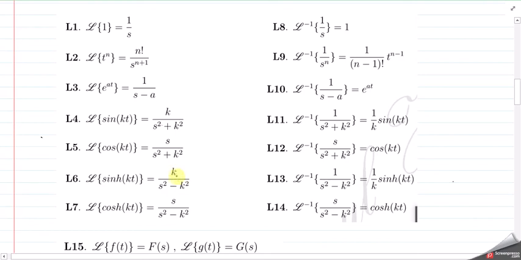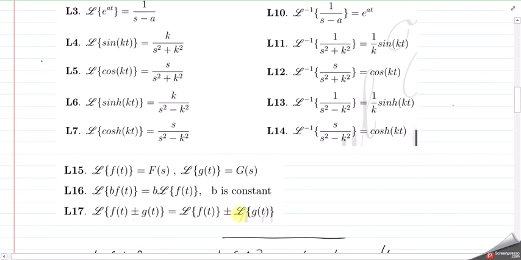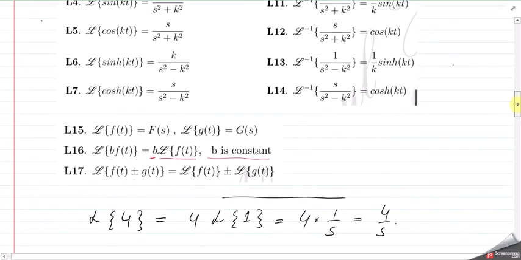Hyperbolics, again, k will change, but with a minus this time. And cos hyperbolic is again minus, but with an s at the top. These are two very important results. Not exactly the formulas, but very good results.